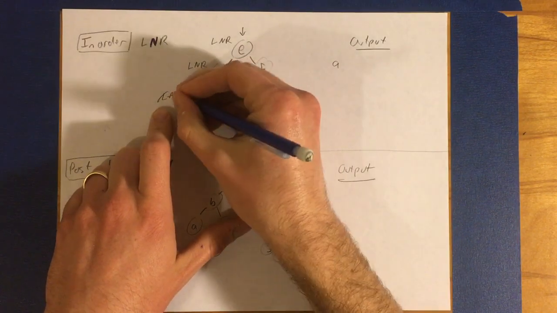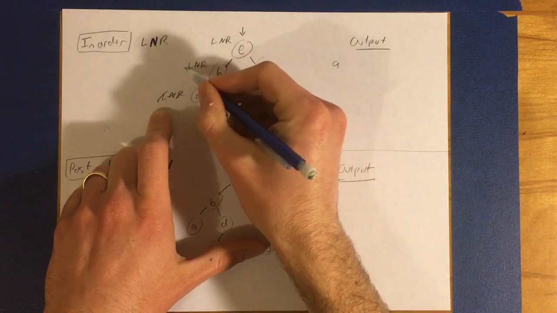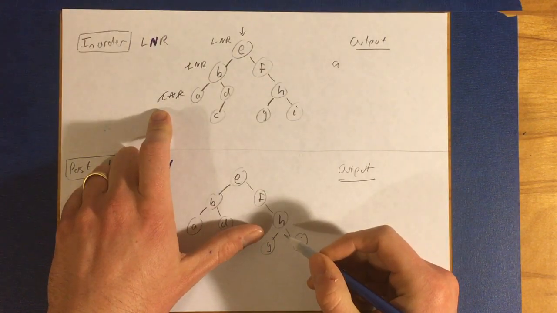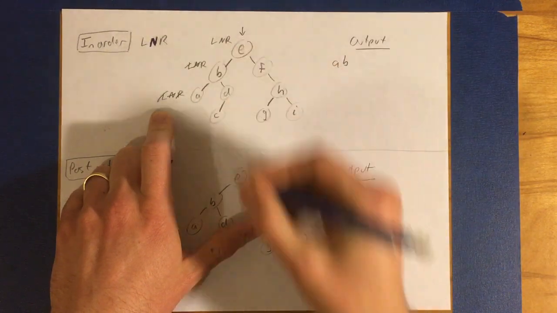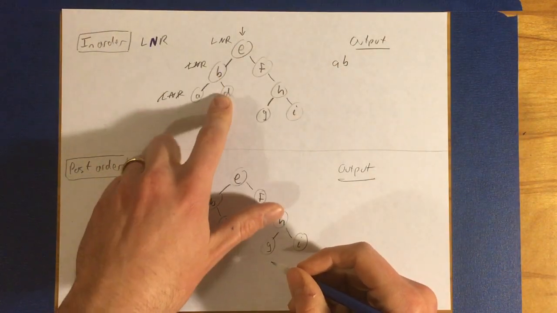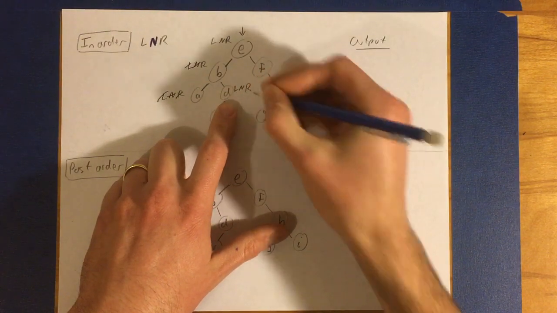So that's done. Then it visits its right child, but it doesn't have one, so it returns up to B, and B is now done visiting left. So now B will print itself. There we go. Now B will go to its right child, D. Left, and then self, and then right.